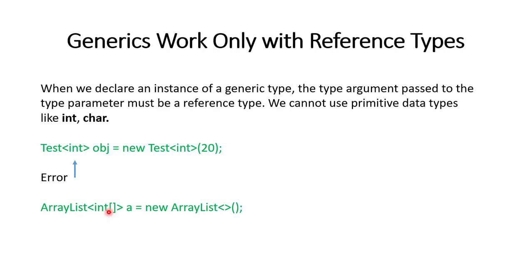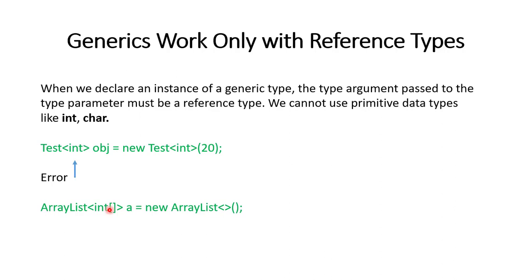We use the reference types to pass to the parameterized class or generics function. Array is a reference type. We can pass the array into a function, a parameterized function, a generics function, or a parameterized class.